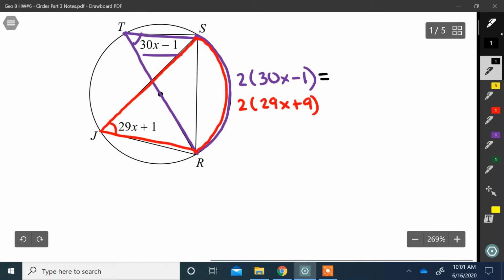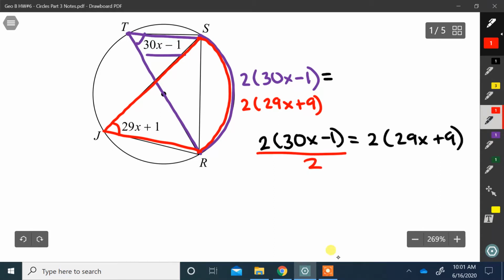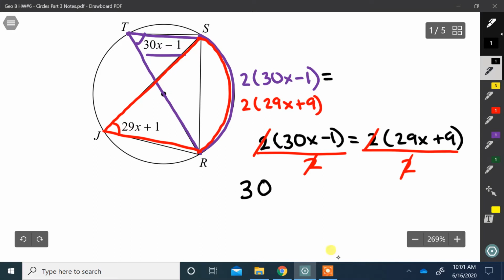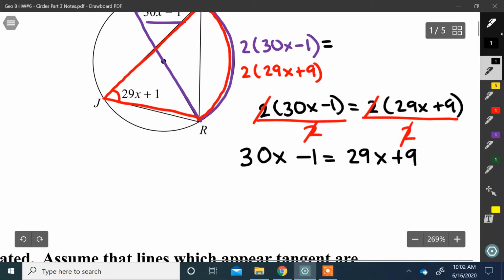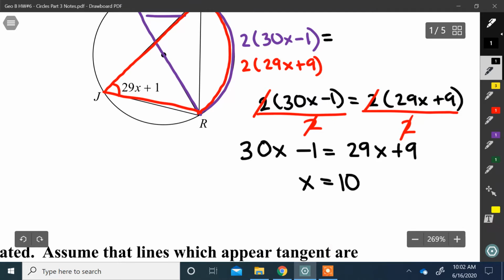Now, there's something that you have to realize when I set up this equation. Something that you're going to notice is that you can actually divide by 2 on both sides, and what that's going to do is eliminate the 2's that you see there. So in reality, you can see that 30x minus 1 is going to equal 29x plus 9. And then we can go ahead and solve it. When I move over the 29x, I get x, add 1, and I get 10.